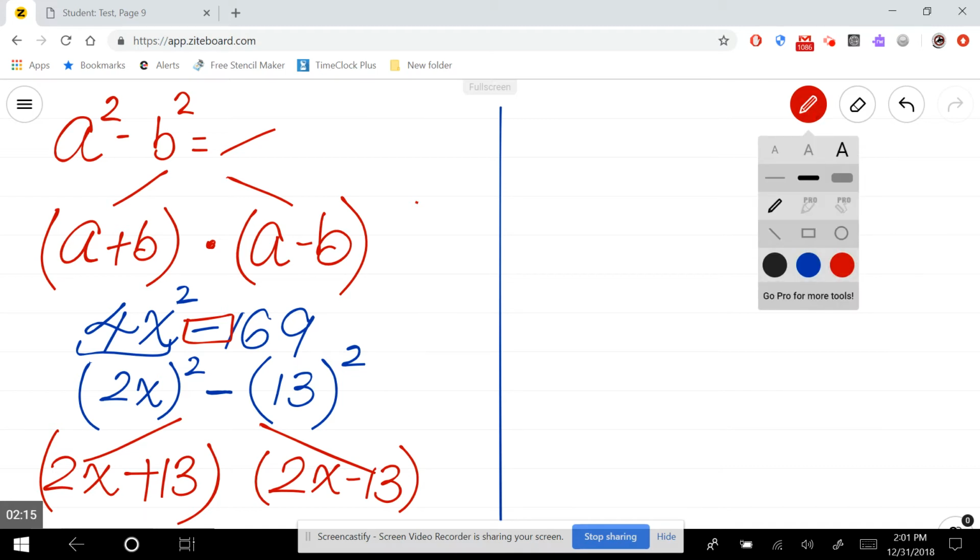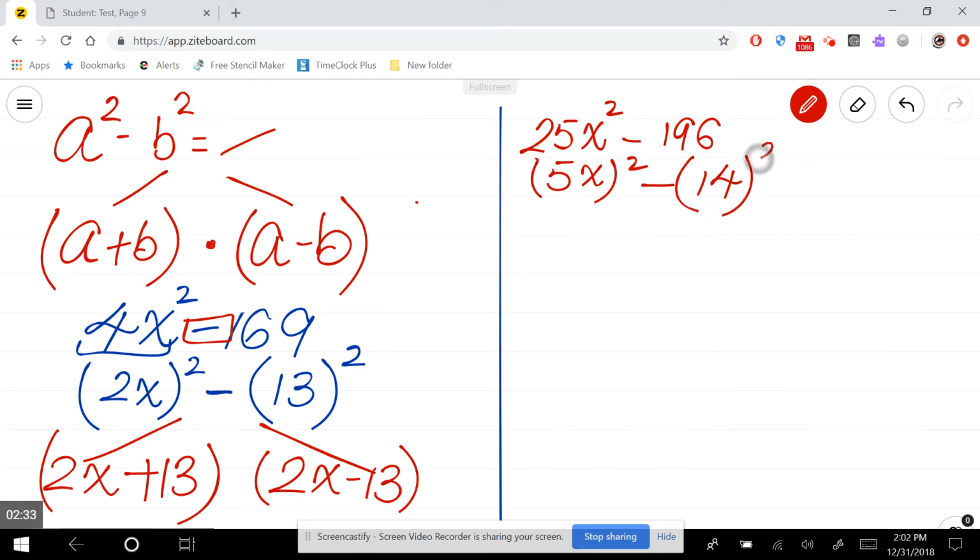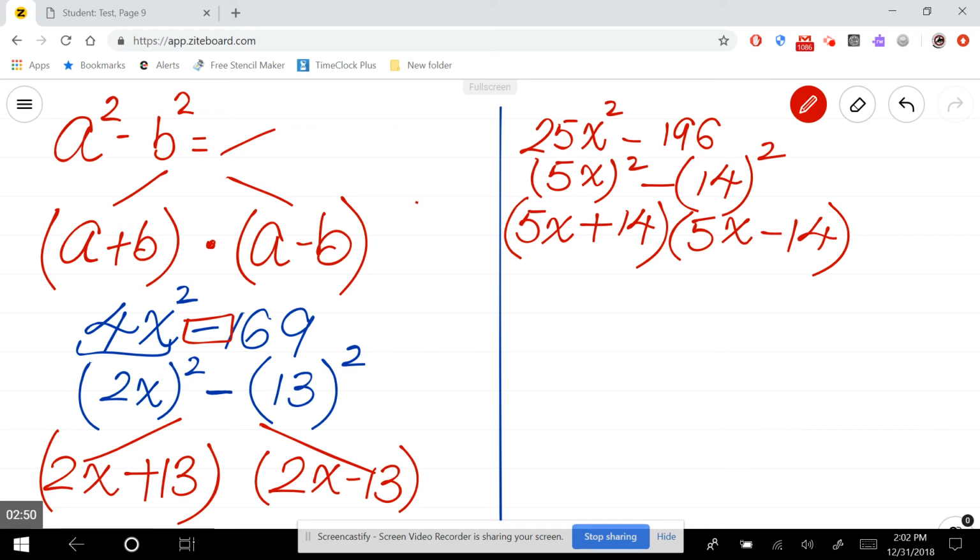I am just going to pick any numbers here. Let us say we have 25x squared minus 196. How will we factorize this? 25x squared can be written as 5x, the whole squared. 196 can be written as 14, the whole squared. It can only be done for perfect squares. So my answer is going to be 5x plus 14, the first piece plus the second piece, and 5x minus 14, the first piece minus the second piece. These are the factors, two binomials, which have two terms each.